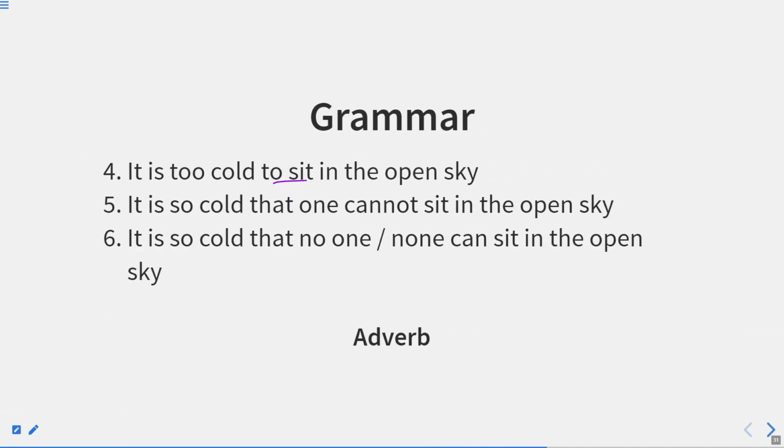It is too cold to sit in the open sky. It is so cold that one cannot sit in the open sky. We can also write the sentence like, it is so cold that no one or none can sit in the open sky. So these are the three structures. The meanings of these three sentences are the same. The sentences are absolutely correct. The meanings are the same, but the structures of the sentences are different.